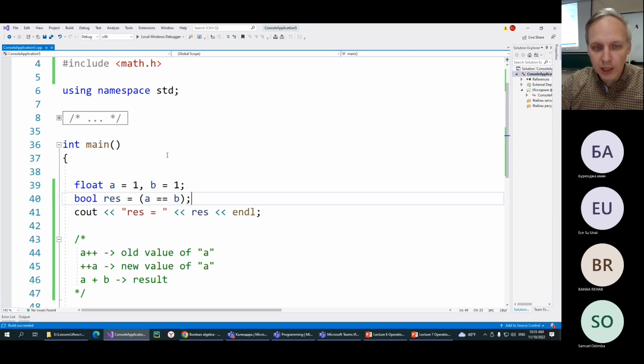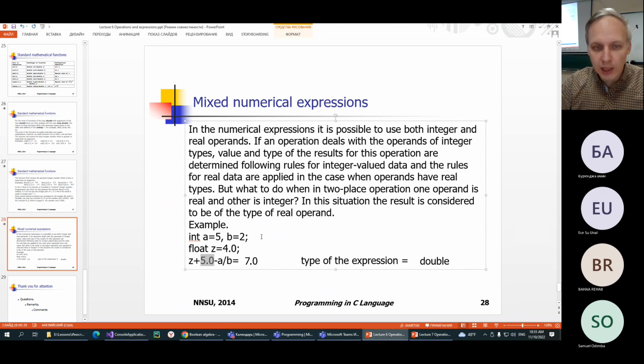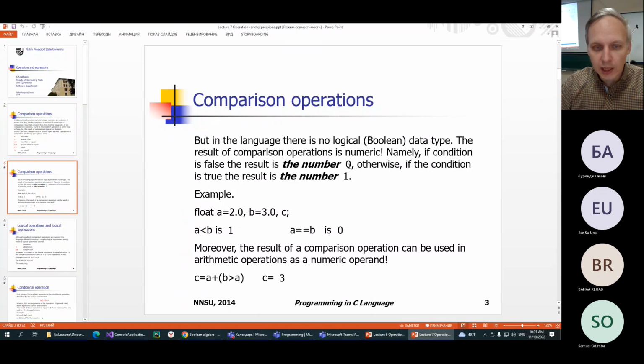To store these results, I can use special variables of data type bool, the logical data type. So 0 is false, 1 is true. So A smaller than B is 1, A equals B. All of these are examples that I showed on the slide and showed you in Visual Studio.